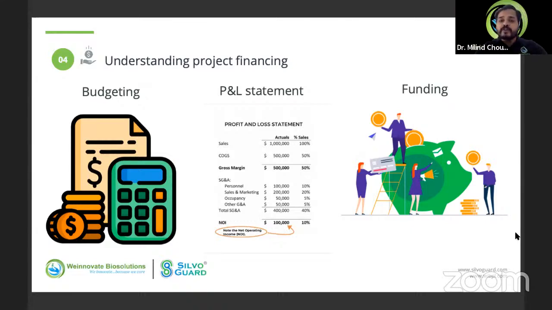And finally comes the part of funding. As I said, no harm in writing very ambitious projects, but if I'm sure that those ambitious projects will not be able to complete in 50 lakh rupees.